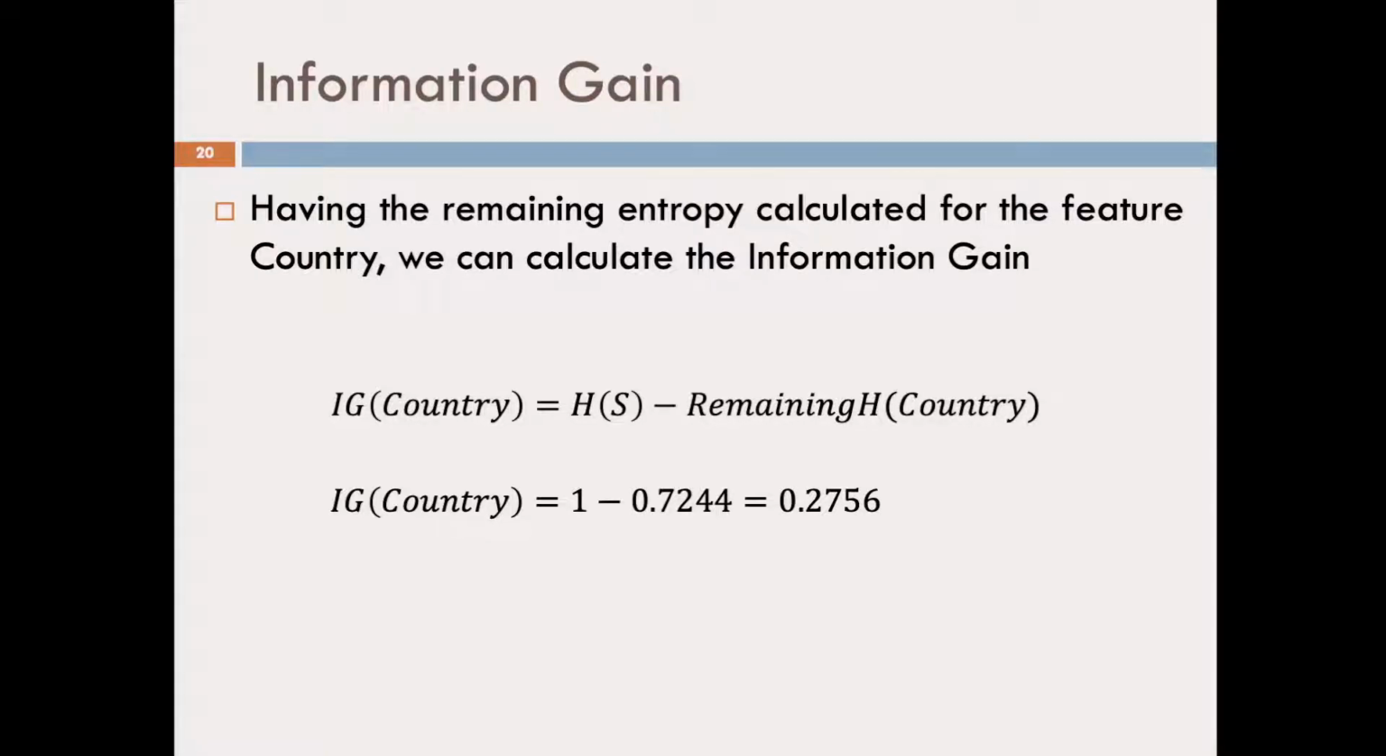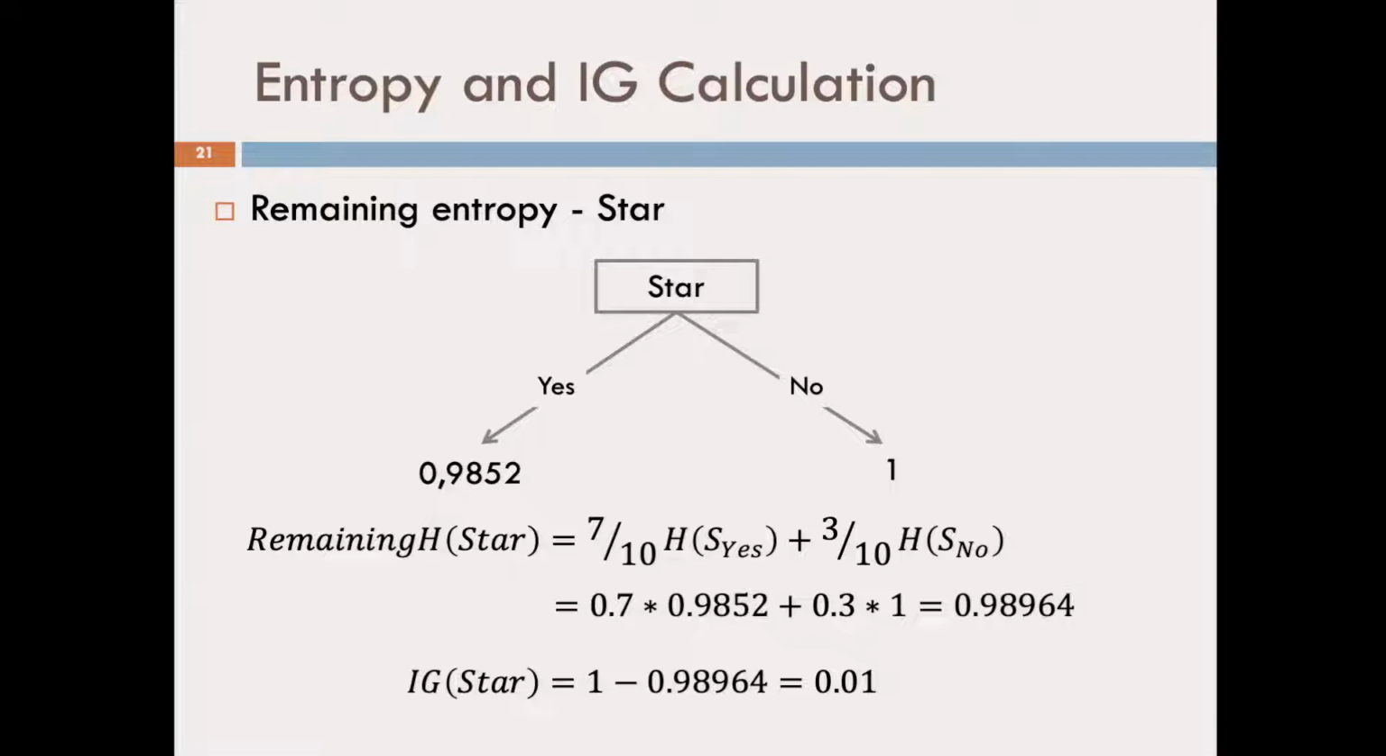So think about it. If we have a data set with 100, 1,000, I don't know how many features, we have to perform this for all the features. Good. So now let's make things a little bit faster because we already know how to calculate. If we get the feature star, using the same calculations, we can conclude that the entropy if we choose the value yes is 0.9852. And the entropy if we choose the value no is 1.